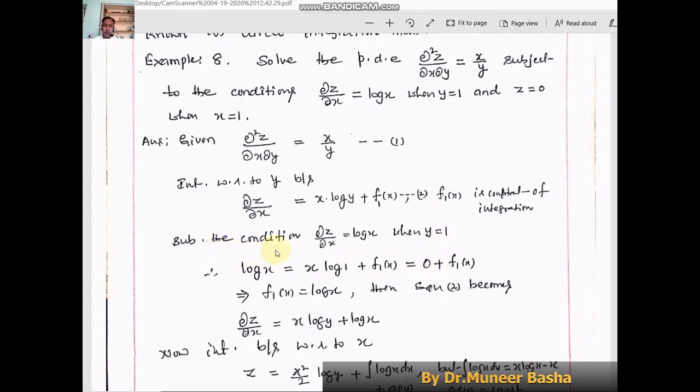Now substitute the condition dou z by dou x is equal to log x when y is equal to 1. This is given in the data. This condition is given in the data.